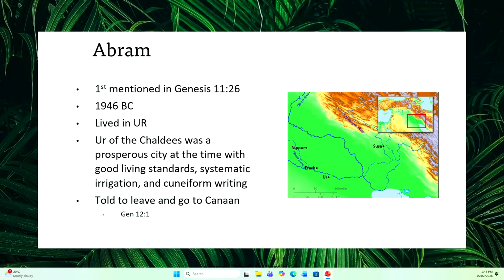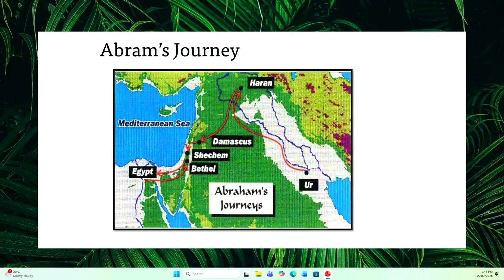So God picks out Abram and tells him to do something that is very unique. God tells Abram, who lives in this prosperous area called Ur of the Chaldees, he says, I want you to pack up your stuff, move your family. I'm not going to tell you where you're going, but I want you to move. So Abram, over the course of time, moves up to Haran, he comes down, goes into Egypt and comes back. And just where you see the word Bethel, we're going to come back to that city shortly.